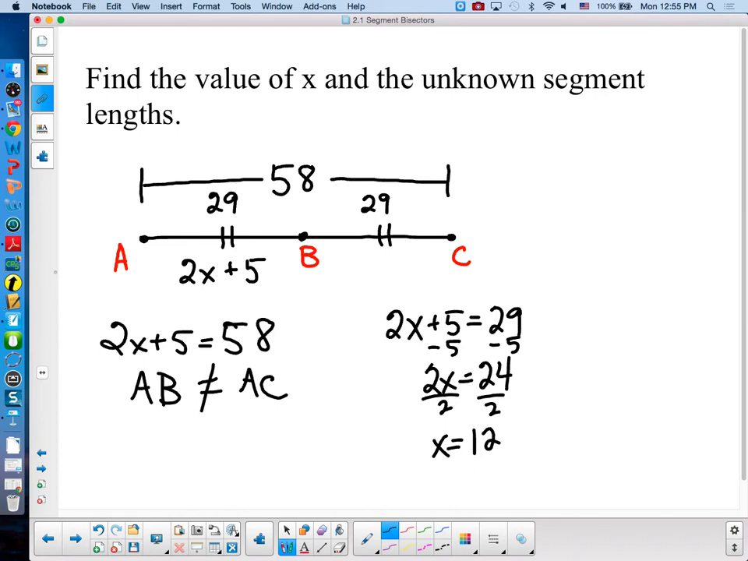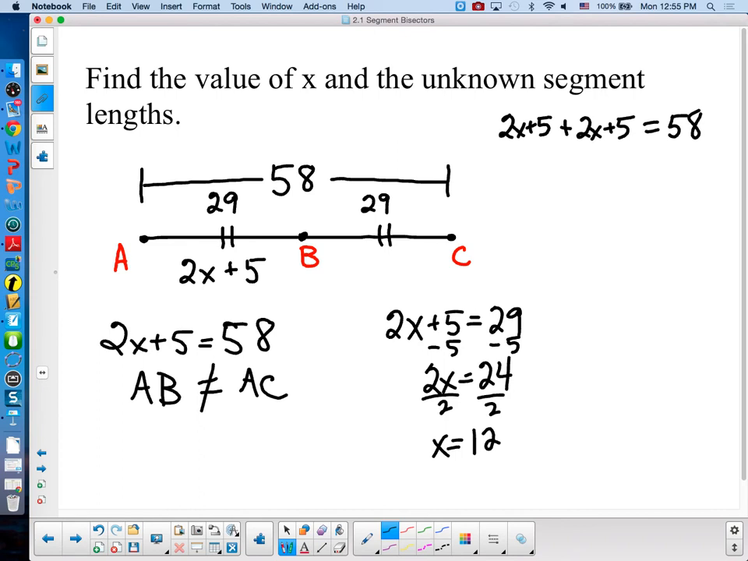Tiara? I did it different. Okay, tell me what you did. I took 2x plus 5 and I added them together. What do you mean added them together? Like I got 4x plus 10. So you took this twice? Yeah. Did you set it equal to something? Equals 58? Okay, does that make sense?